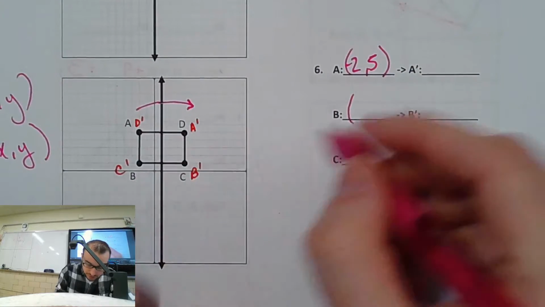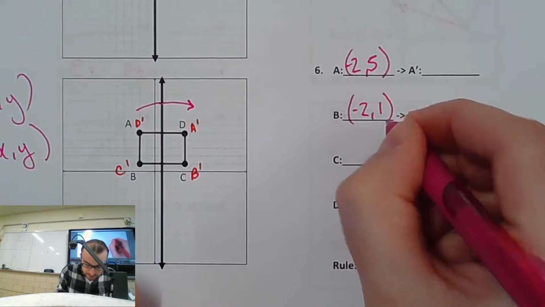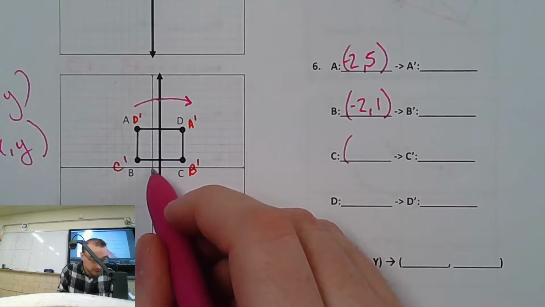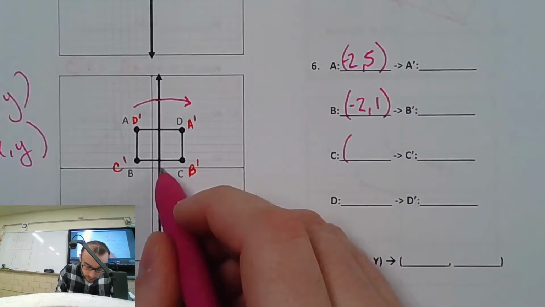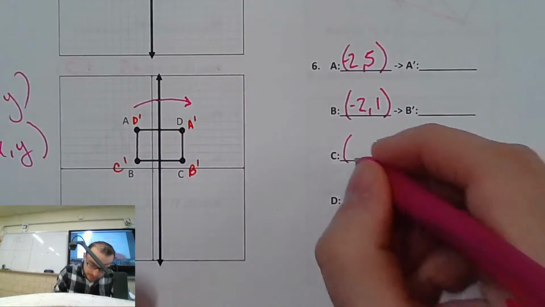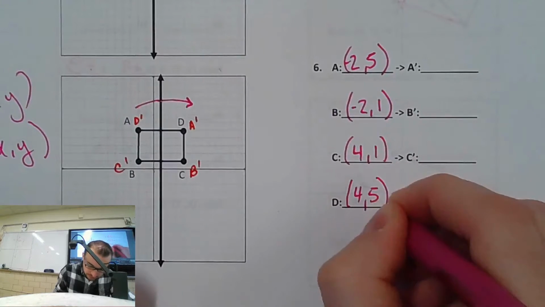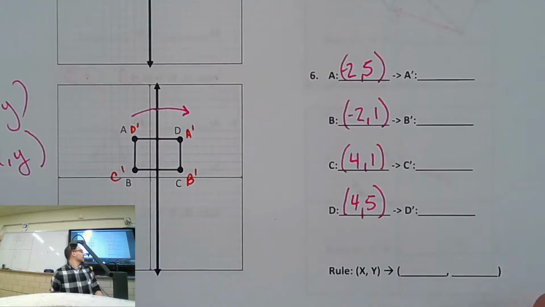B is at -2, comma 1. C, again, count from the axis. Start at 0, 0. It's 4. 1, 2, 3, 4 to the right and 1 up. And D is 4 to the right and 5 up. Is everybody cool with how I got those?